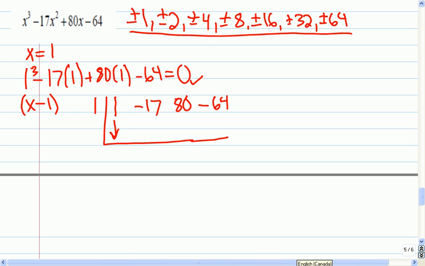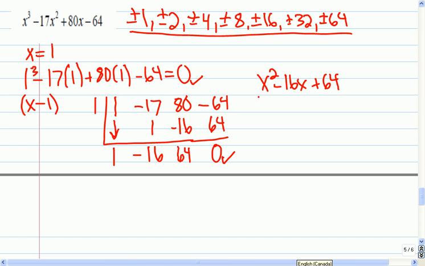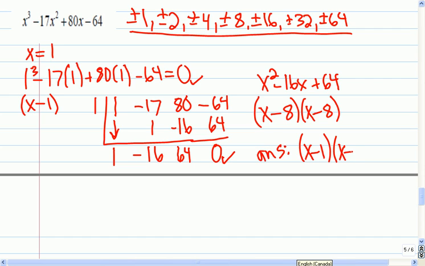And that means, let's see here, negative 16, so that'll be 64, 64. So yeah, it worked out, and I end up with x squared minus 16x plus 64. So to get up there, it looks like it'll be negative 8 and negative 8. Yeah, that looks good. X minus 8, x minus 8. So my answer is going to be x minus 1 times x minus 8 times x minus 8. Okay?